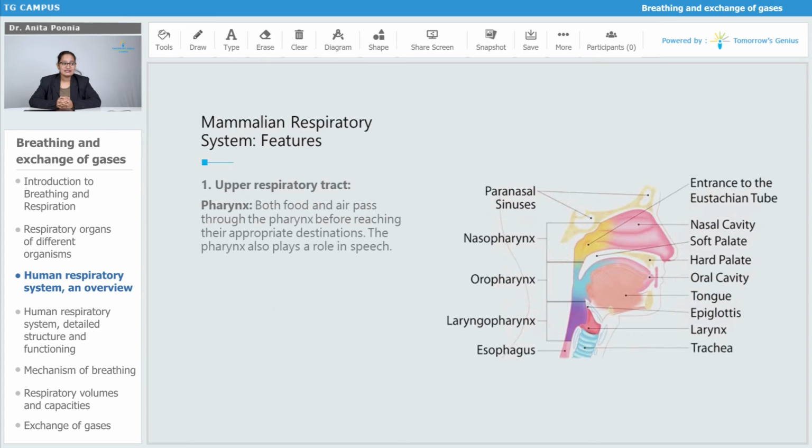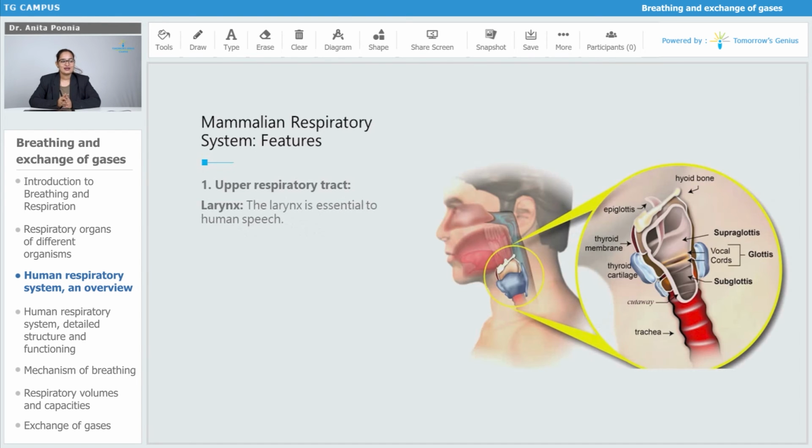Talking about the pharynx, both food and air pass through the pharynx before they reach their appropriate destinations, and the pharynx also plays a very important role in speech. Talking about the larynx, the larynx is essential to human speech. It's also called the voice box, and it is situated over here.